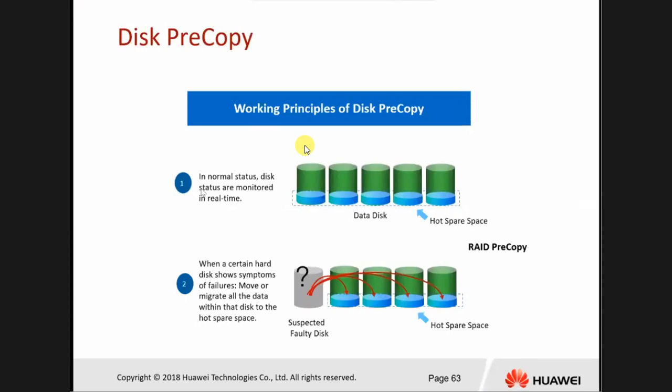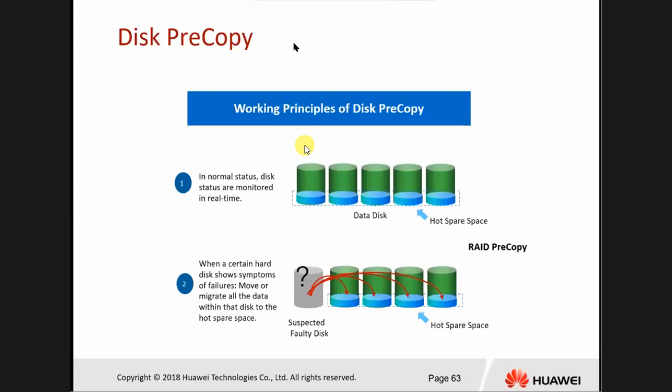Okay, so in the normal status, the disk status is monitored in real time. Then it detects when a certain hard disk shows symptoms of failure. Let's say that the first hard disk here shows symptoms of failure already, but has not yet failed. Just a symptom only, it's going to fail. So the RAID will perform a RAID pre-copy of all the data out from this one into another disk, so that when this disk fails, you don't need to do the reconstruction on the spot. So basically, I pre-copy out the data first to the hot spare space. Then when this disk fails, I will declare it as failed. Then I will not use this disk anymore after I pre-copy out.